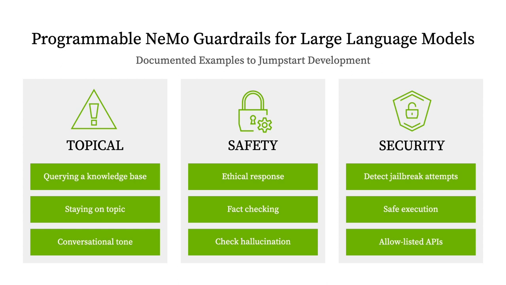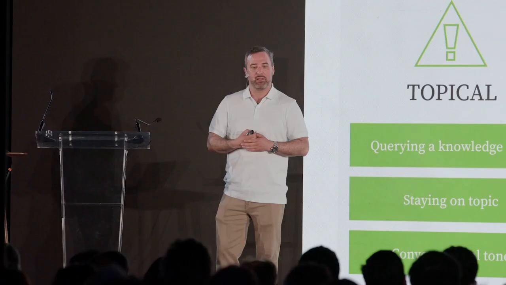And then for security, we designed a simple security model. And so we can do things like allow list certain APIs from LangChain that conform to our security model. We have examples of how to do safe execution of code, and then things like detecting jailbreak attempts. And I think this area is going to be a really fast-moving area in terms of computer security research, detecting and mitigating these kinds of responses.